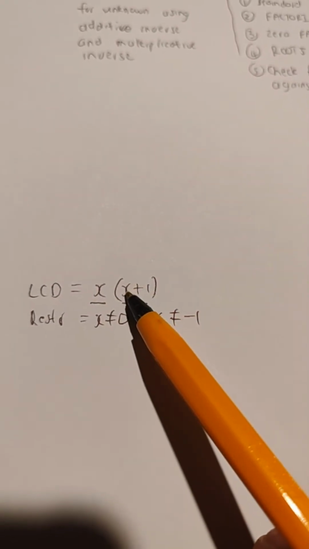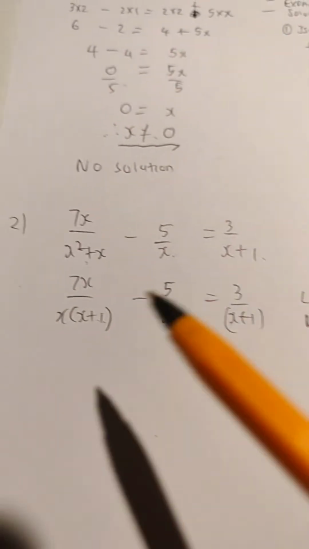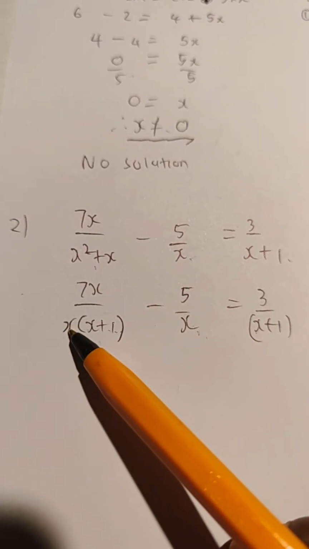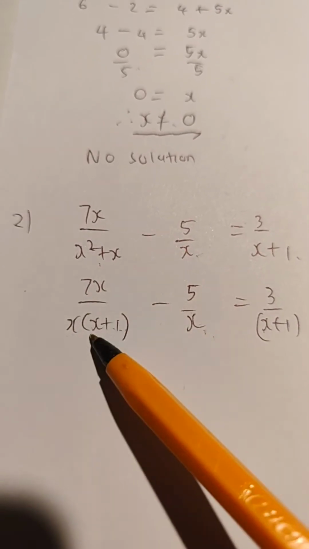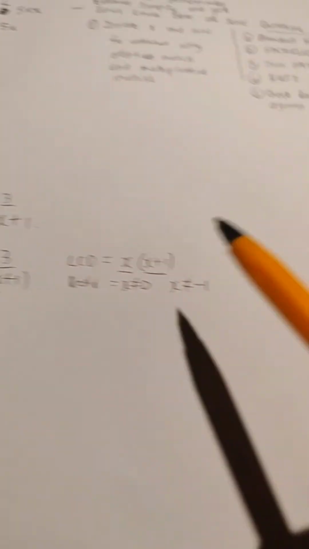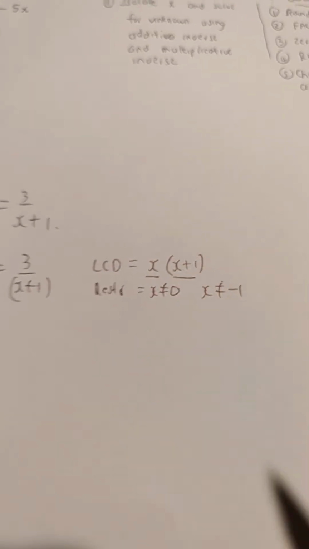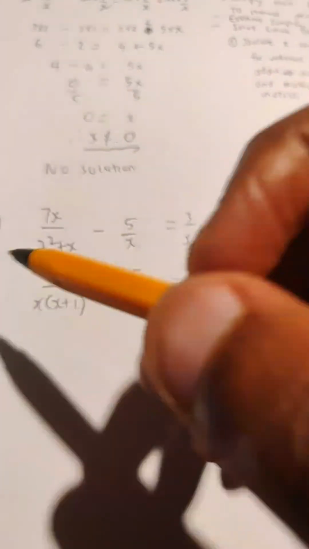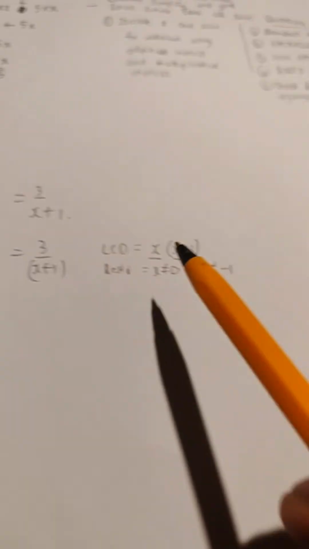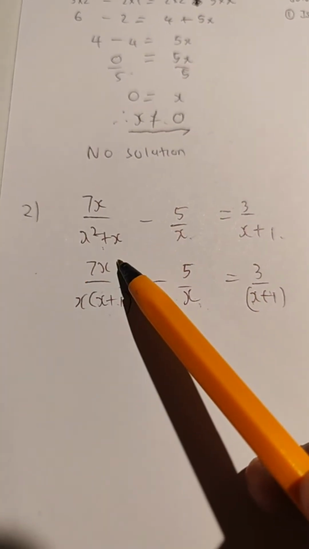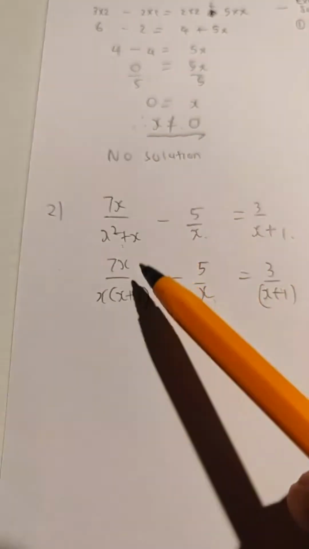Here, if x is negative 1, you see, negative 1 plus 1 will give you 0, and 0 times anything will give you 0, and that will be a 0 in the denominator. We can't have that, so we say x cannot be negative 1. So when you write your LCD, write down your restriction immediately. Now you multiply each term by the LCD.